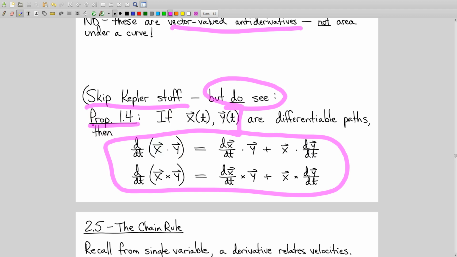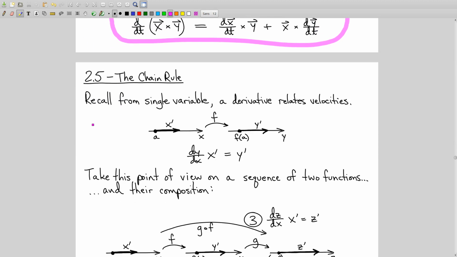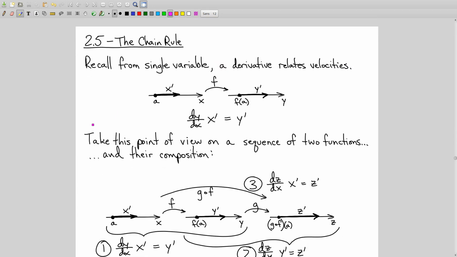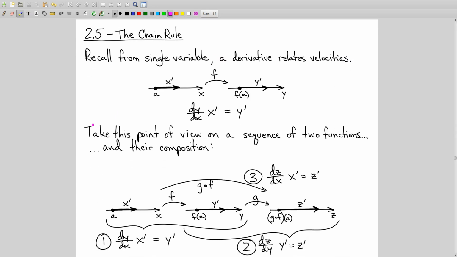Okay, moving on. Back into section 2.5. So we're going to talk about the chain rule now. I'm sure y'all remember the chain rule. There's different ways to think about the chain rule. You can think of the chain rule as a statement about derivatives of compositions of functions, which is fine. There are different points of view that we're going to talk about in a minute.